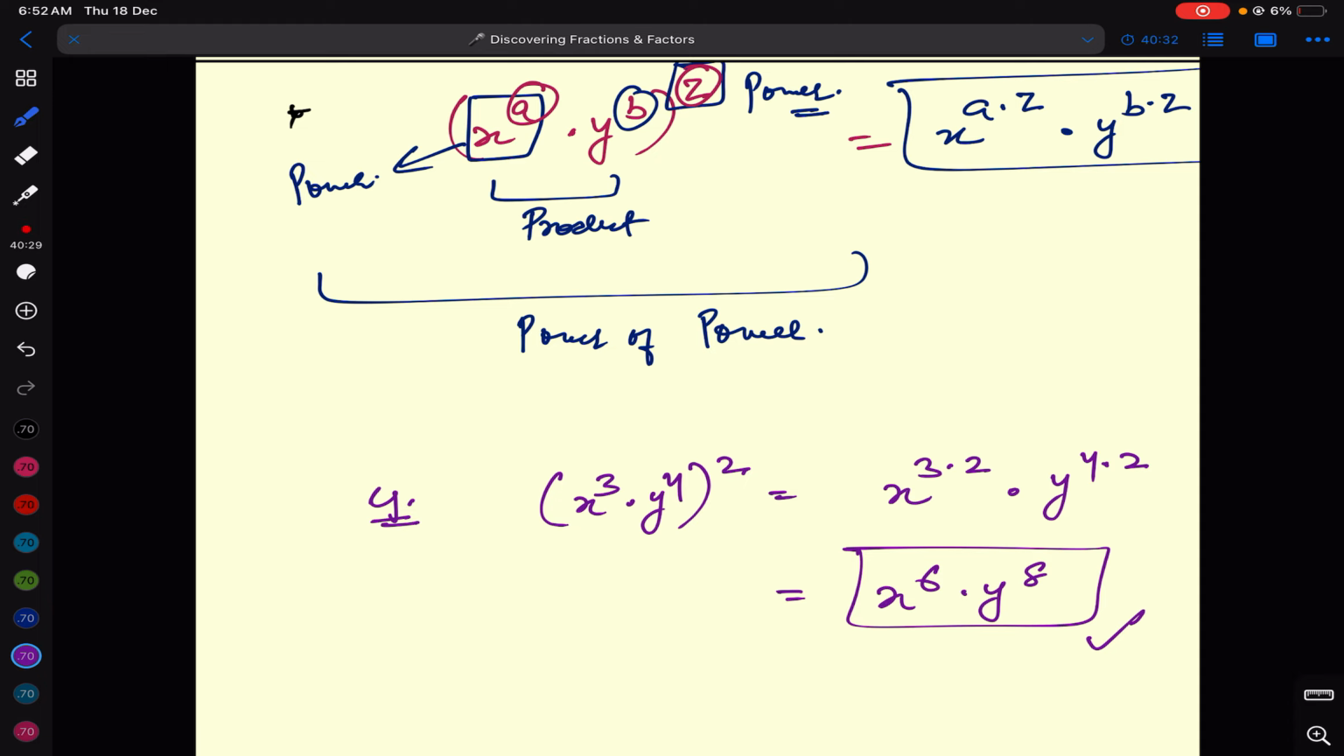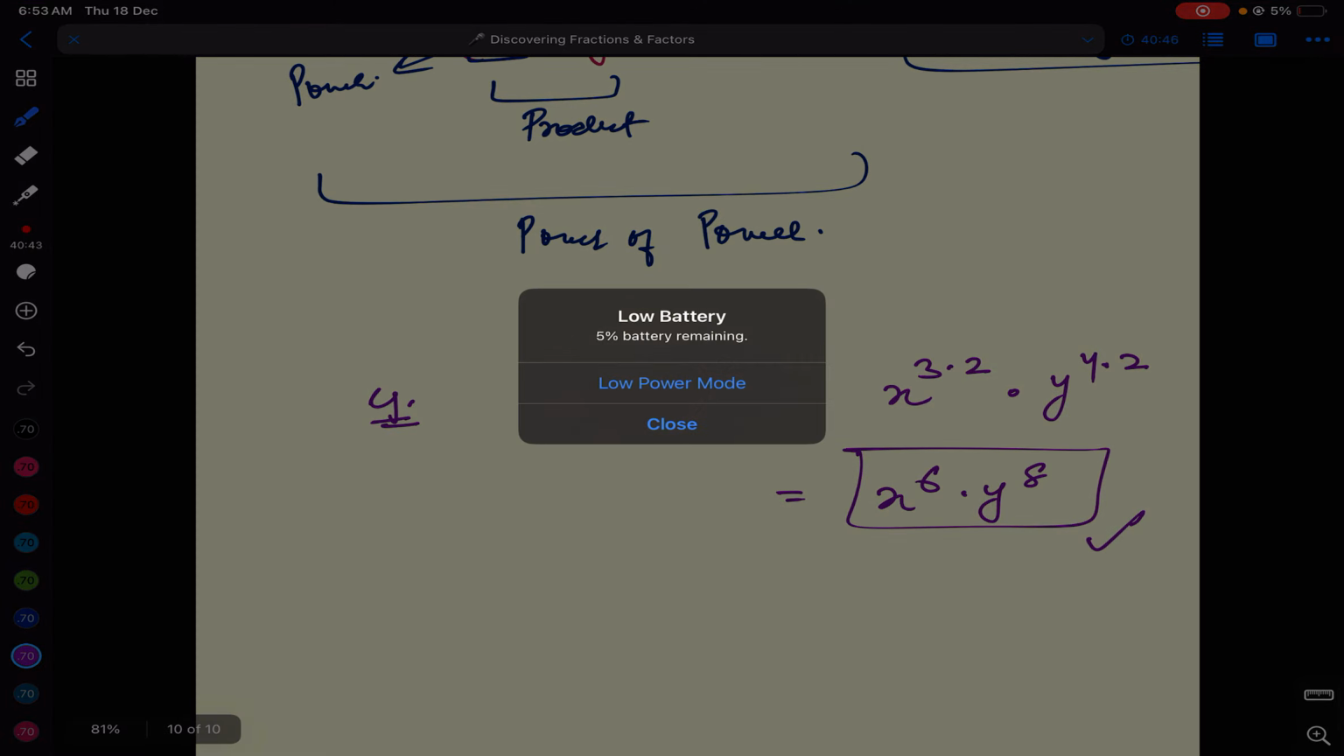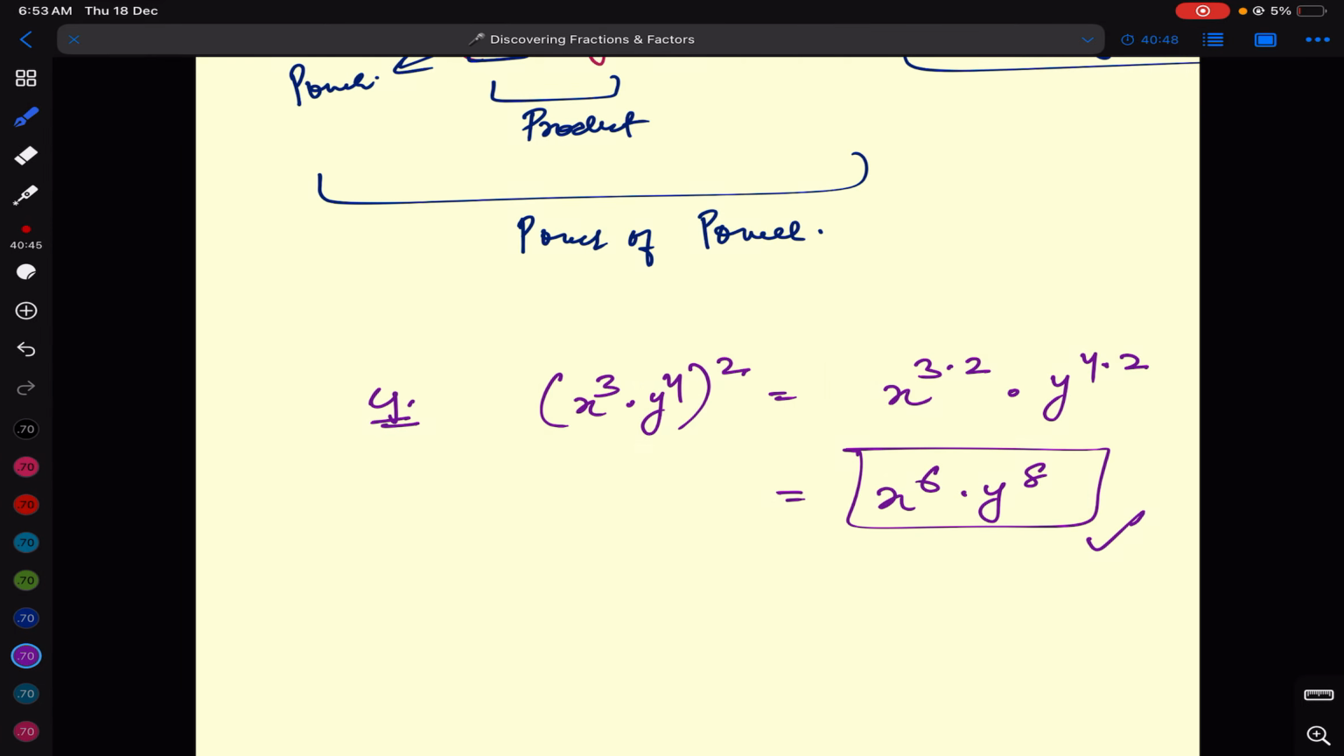Clear? So this is how we have combined power of a power with a product raised to a power. I hope that is clear now. We'll take one final example in this case, and then we'll close this lesson and move to the next lesson.